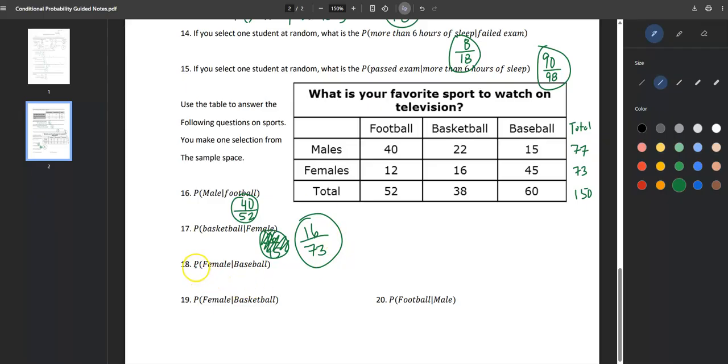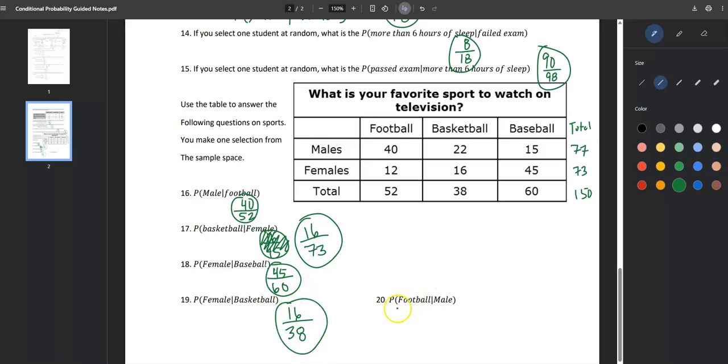This next probability is of them being female if they like baseball. So I'm looking at those that like baseball, which would be out of 60. And of those 60, which ones are female? 45 of them. Okay, what's the probability of female if they like basketball? So I'm looking at just the ones that like basketball again. This would be 38. And out of those, which ones are females? That would be 16.